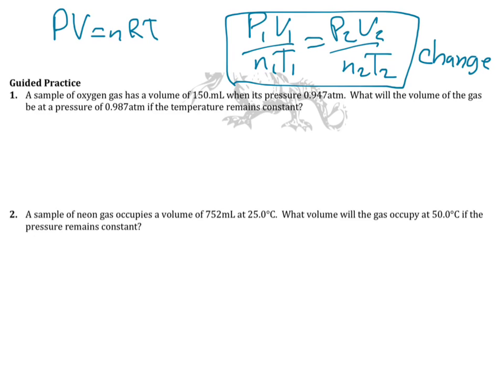So let's go ahead and read this problem here. It says that a sample of oxygen gas has a volume of 150 milliliters and a pressure of 0.94. Then it's asking what will the volume of gas be at a pressure of 0.987 atmospheres. So notice how there's a change in pressure. If there is a change, that's when you use this particular equation.